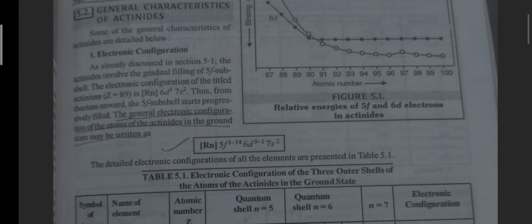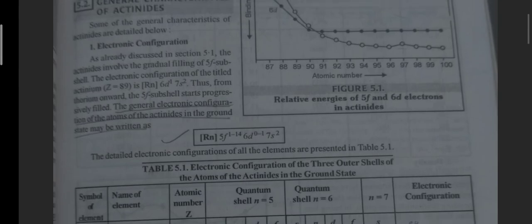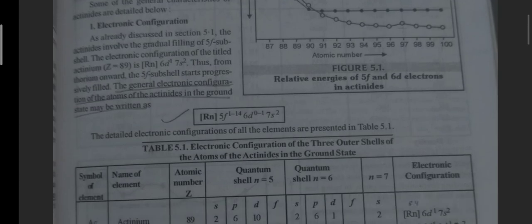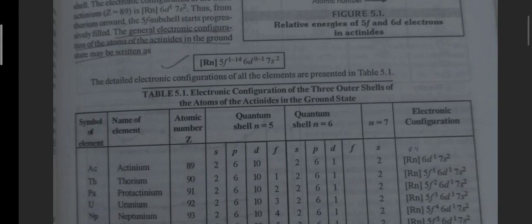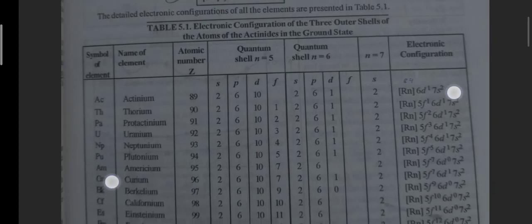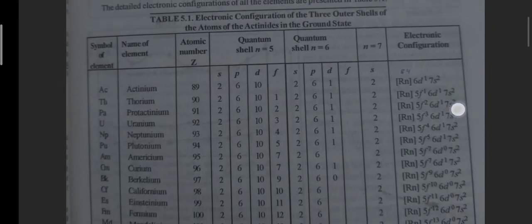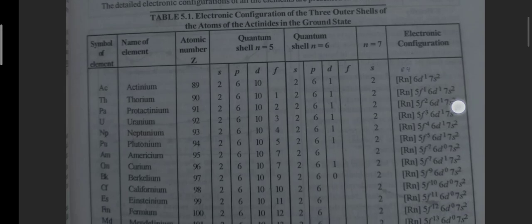Some of the general characteristics of actinoids are detailed below. First is electronic configuration. As already discussed in section 5.1, the actinides involve the gradual filling of the 5f subshell. The electronic configuration of actinium is Rn 6d1 7s2. Thus, from thorium onward, the 5f subshell starts progressively filling. The general electronic configuration of the atoms of the actinides in the ground state may be written as Rn 5f 1 to 14, 6d 0 to 1, 7s2. This is the table for the electronic configuration of the three outer shells of the atoms of the actinides in the ground state.